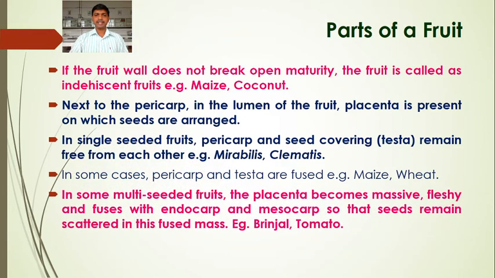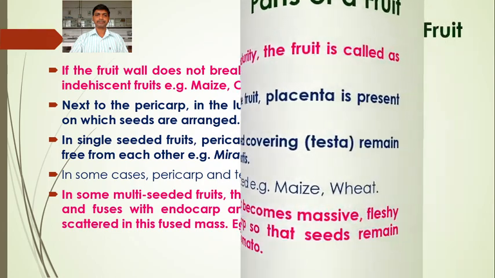In some multi-seeded fruits, the placenta becomes massive, fleshy and fuses with the endocarp and mesocarp, so that seeds remain scattered in the fused mass. For example, brinjal, tomato. So this is another case of multi-seeded fruits, where the placenta is massive, fleshy and fuses with the endocarp and mesocarp, and the seeds remain scattered in this fused mass.